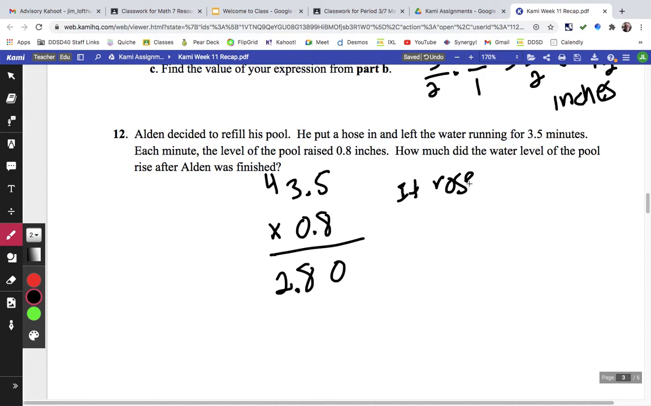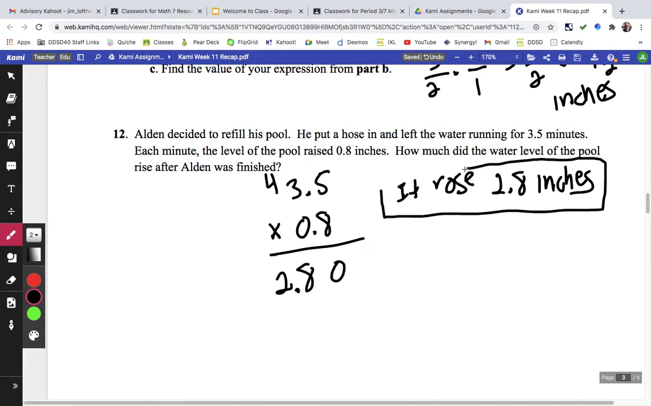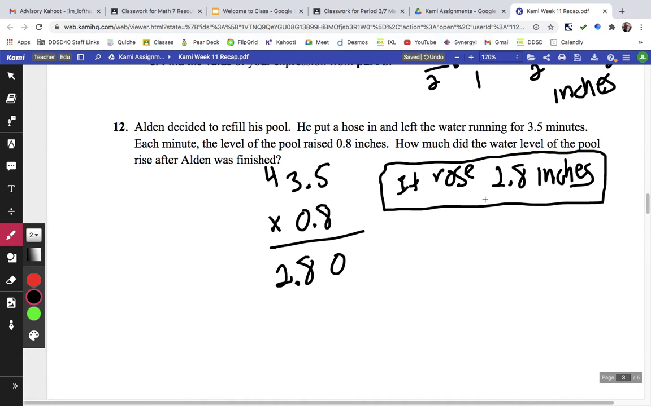It's good to write a sentence in your answer. It rose 2.8 inches. And that seems about right if it's going up almost an inch, but not quite, for 3.5 minutes. So it would go up almost 3 inches, just to kind of think that one through.